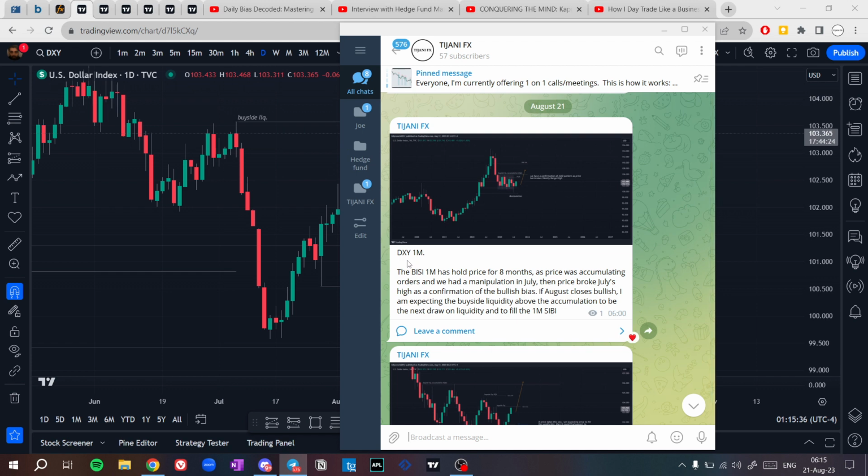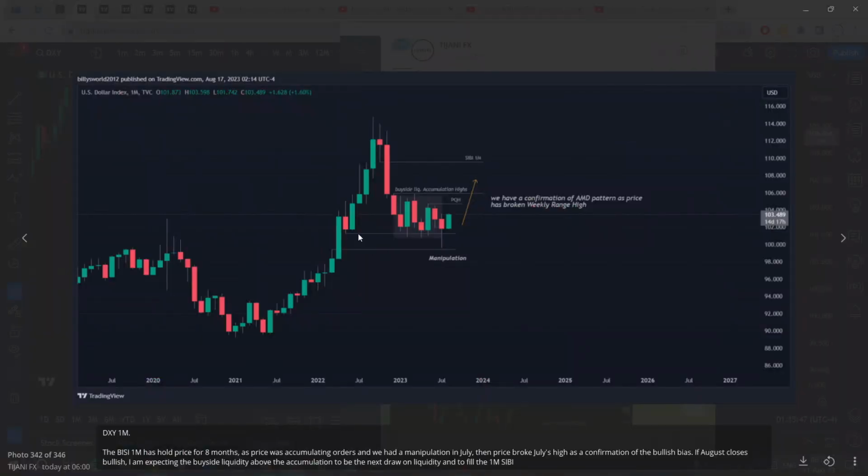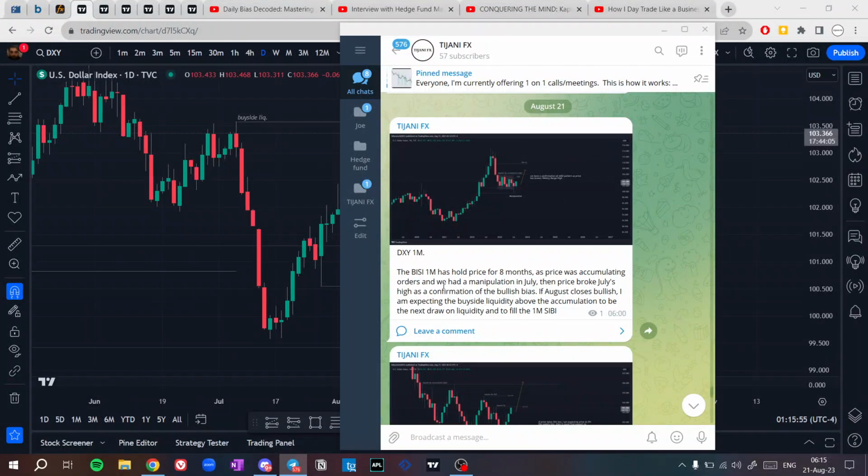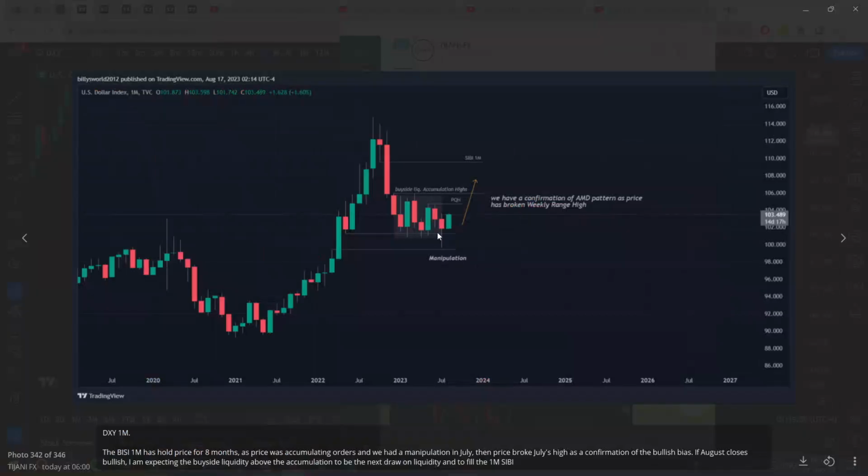As you see on the monthly time frame, I said that the monthly BC had held price for 8 months, 8 candles, as price was accumulating orders, and we have a manipulation in July. In this July candle, we see price has taken all the sell side liquidity below these equal lows.